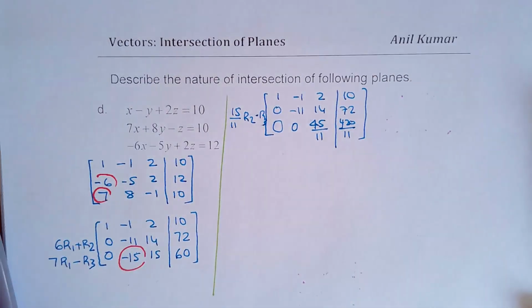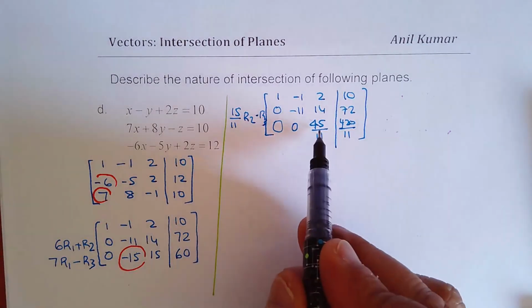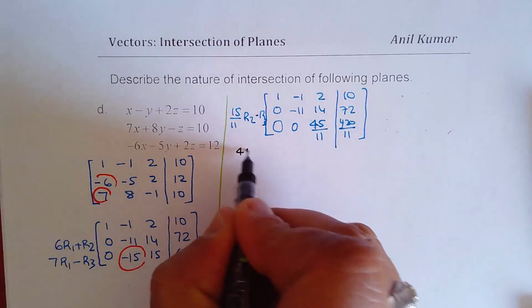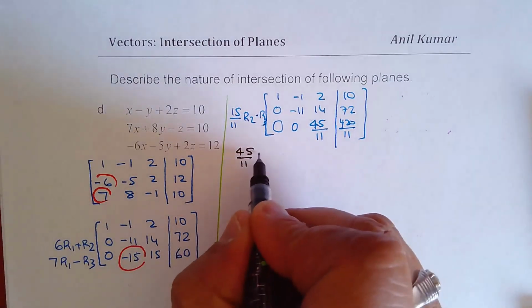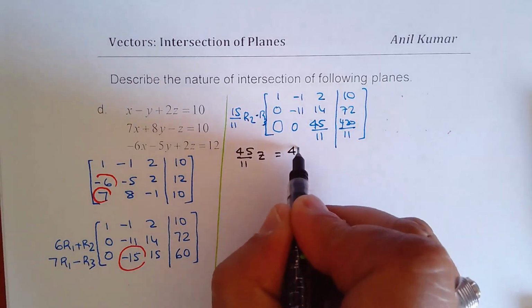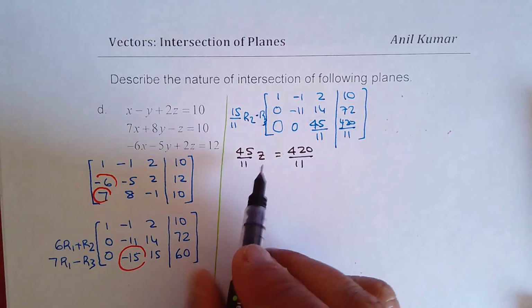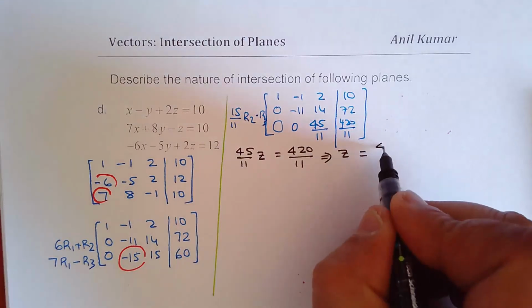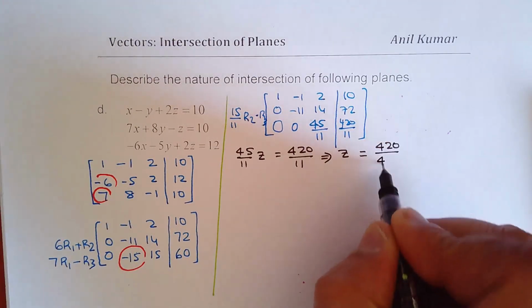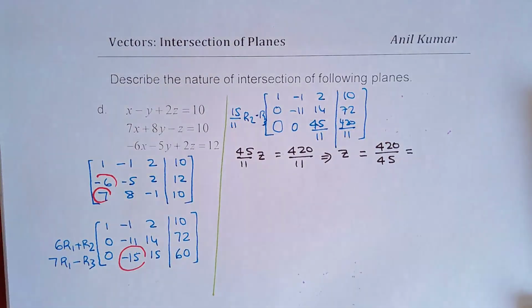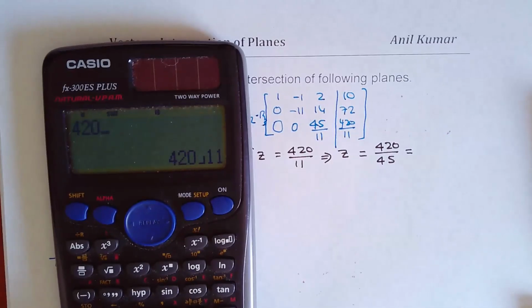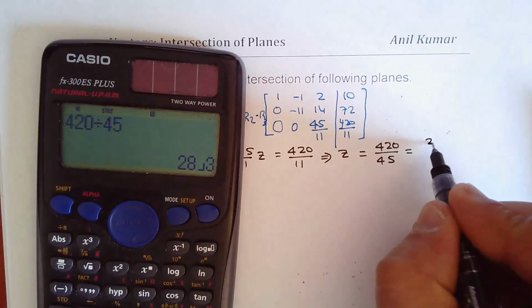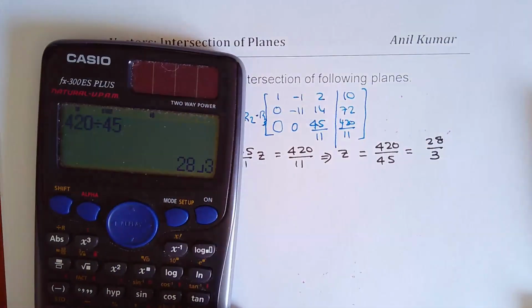Now, in this situation, you can clearly see that we have a point of intersection, right? So that gives you the equation 45 over 11 z equals 420 over 11. So from here, we can find that z is equal to 420 divided by 45, correct? So let's do 420 divided by 45 in fractions, it gives us 28 over 3. Right? So that is the z value, 28 over 3.